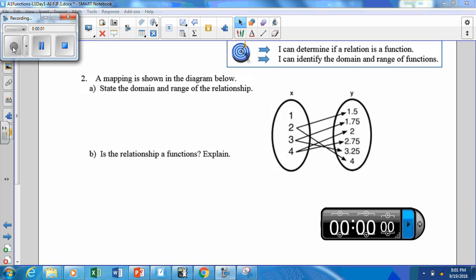As we stated, our learning target is that I can determine if a relation is a function and I can identify the domain and range. So let's jump right in here.